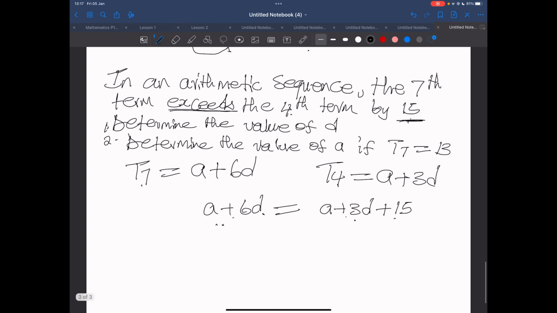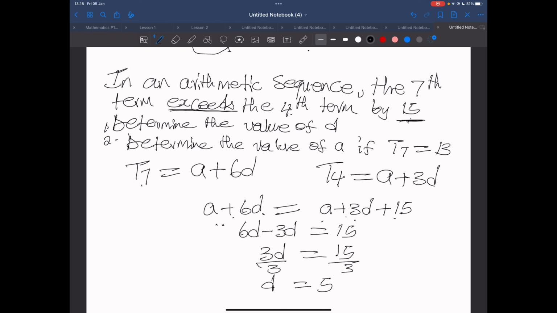So we can now start solving. If you look at this, the a coming this side will be minus, so it will subtract the a. And then we are left with the 6d. The 3d coming this side will be minus 3d. And we are left with 15 this side. So we actually have 3d equals 15. And then dividing by 3, we get the value of d to be 5. So that was number 1. So we have determined the value of d. We now go to question number 2.